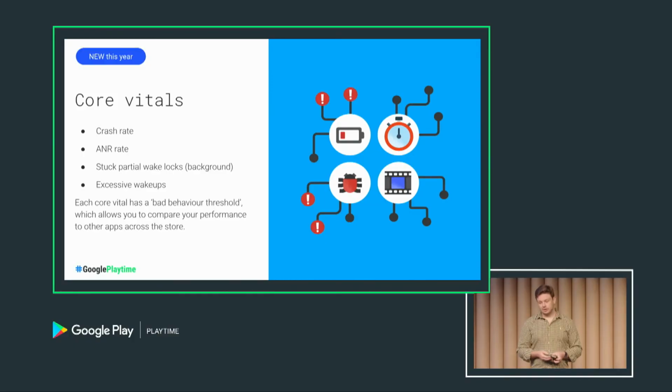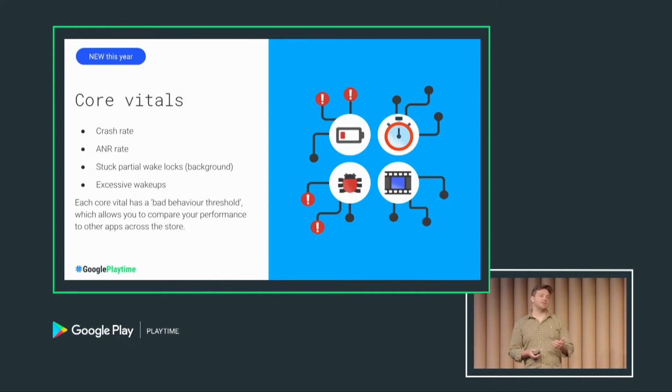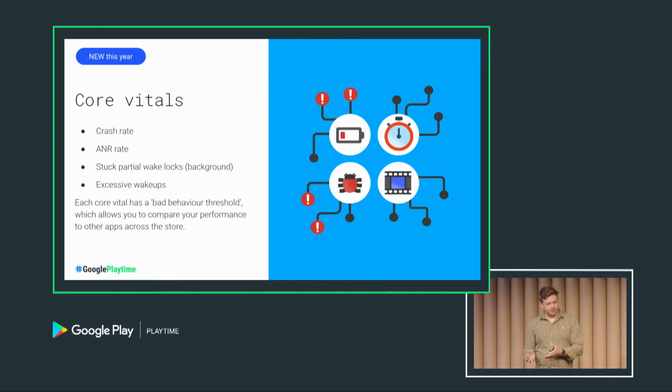Then the last thing we announced at Google I/O is Core Vitals. Now, there's 15 different metrics in Android Vitals today. We identified some of those that are particularly important to the user experience. These are the ones you see on the screen here. So they are crash rate and ANR rate, which are from the stability performance area, and then partial background wake clocks and excessive wake-ups, which are from the battery resource usage performance area. The reason we did this is because, as I said, these are the ones that are most important to the user experience. There's a lot of metrics there, 15, but these are the ones that we have prioritized in order to help you prioritize.